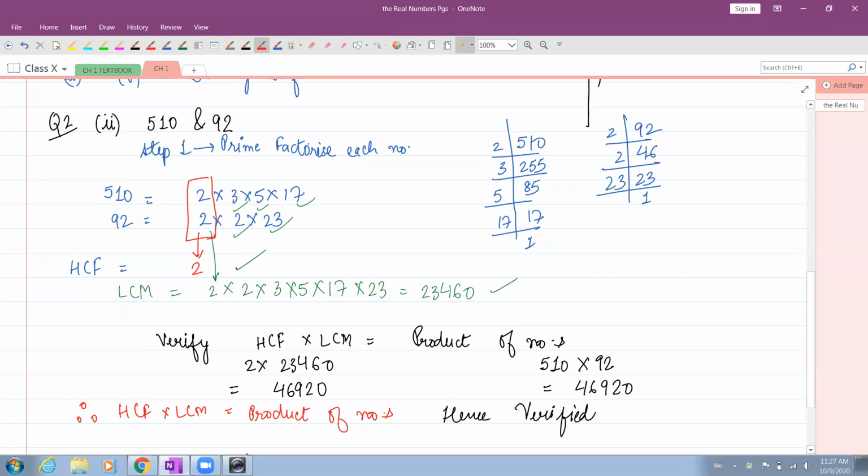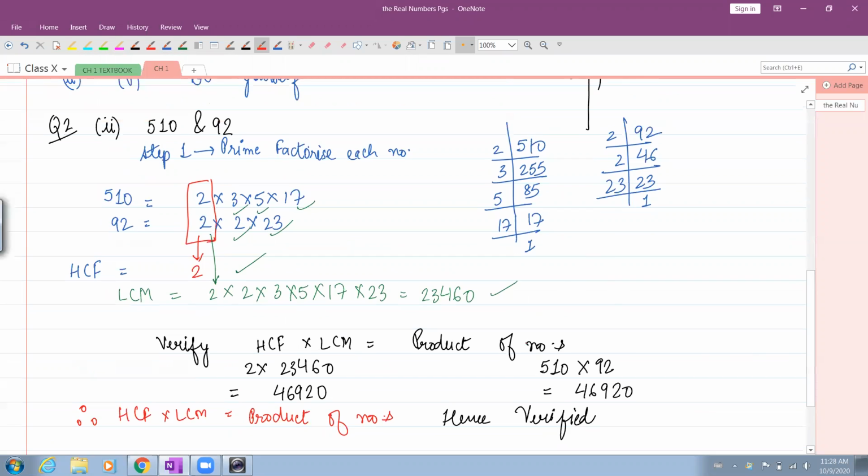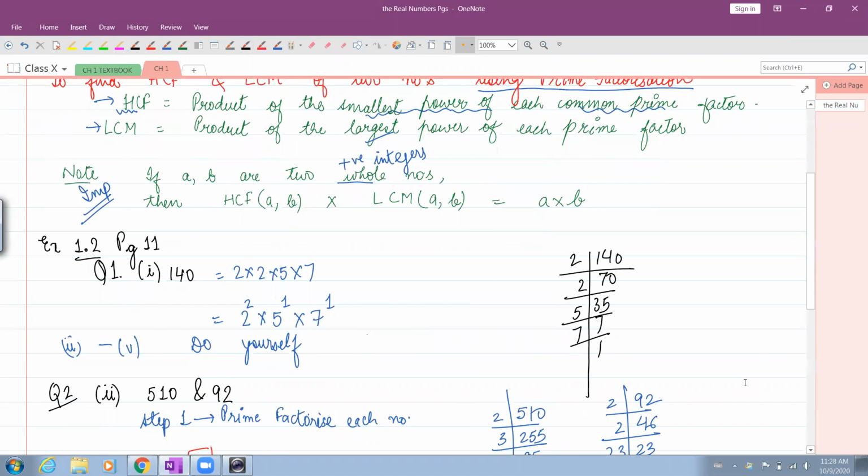Anyone with any questions here? Okay, I would like you to just take a look at how they have done in the book when they want to write down the HCF and LCM. Just for understanding, you should know how they are writing this down.